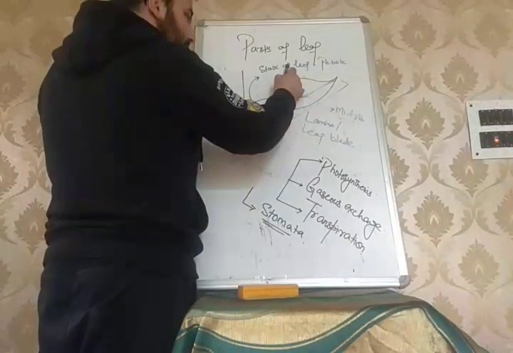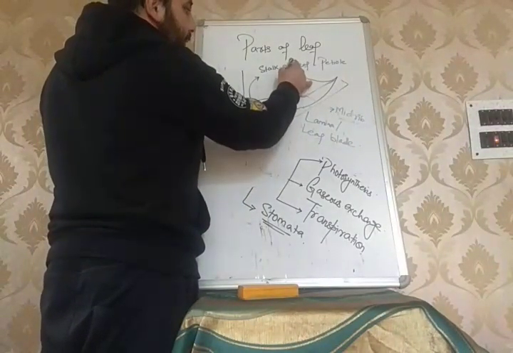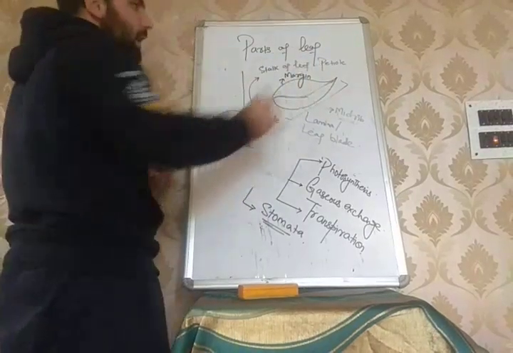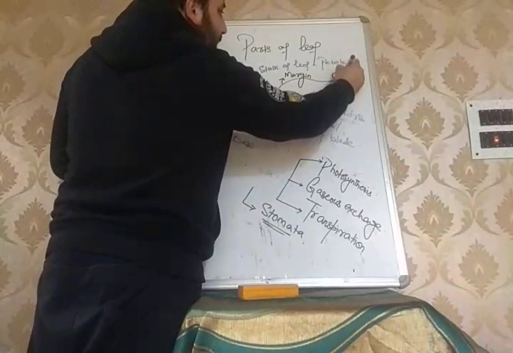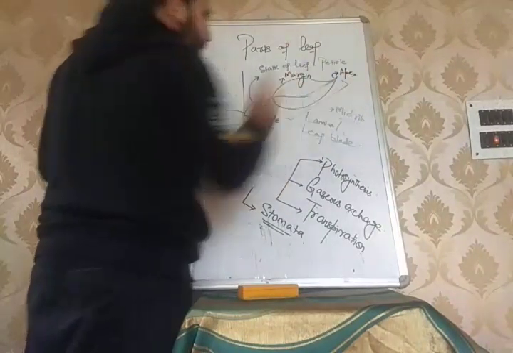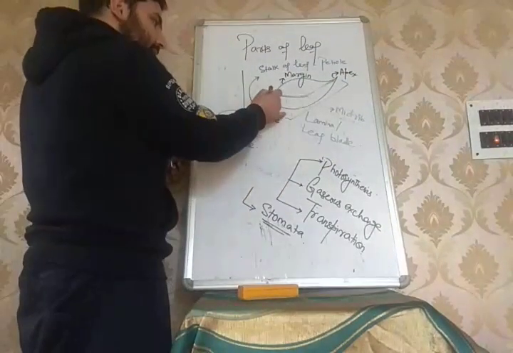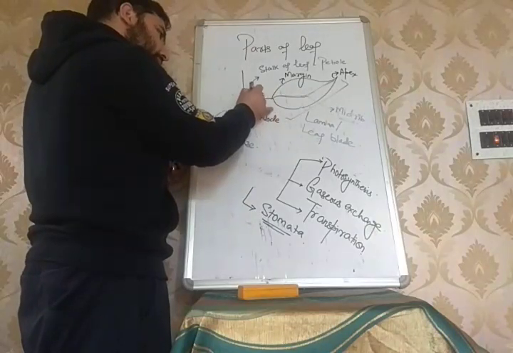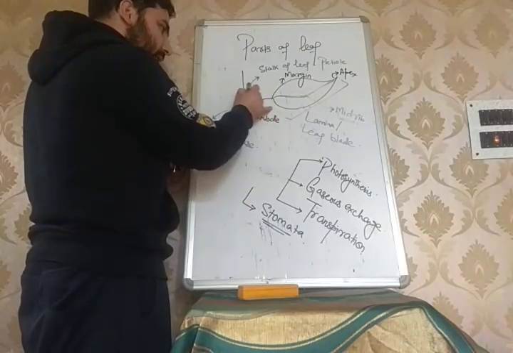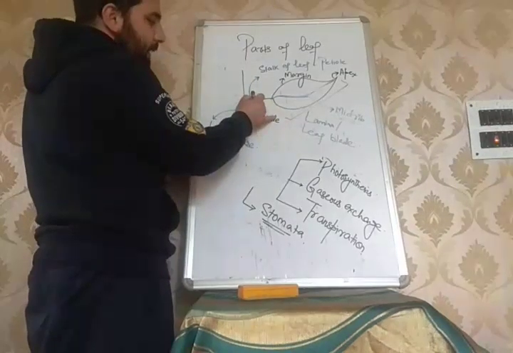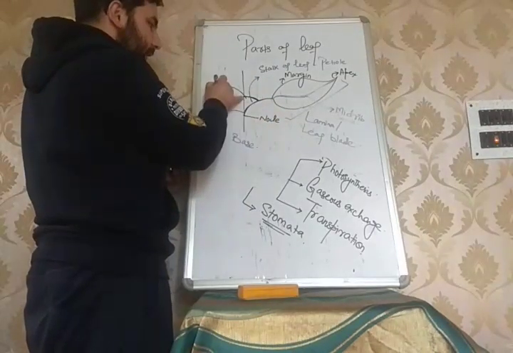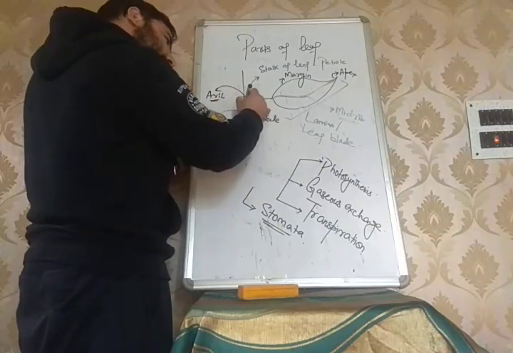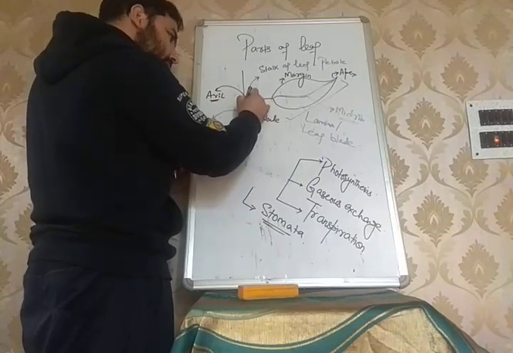The periphery of the leaf, that means this part, is called the margin, and the tip of the leaf is called the apex. Now, as far as this petiole is concerned, the petiole makes an angle with the stem. The angle formed between the petiole and the main stem, this position, is called the axil. And in this axil, there is a small bud.